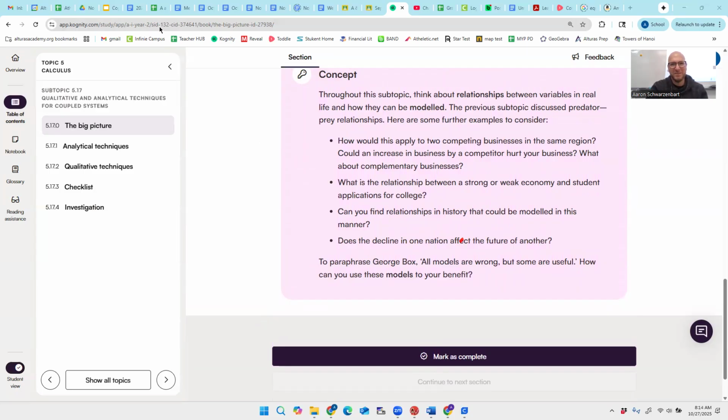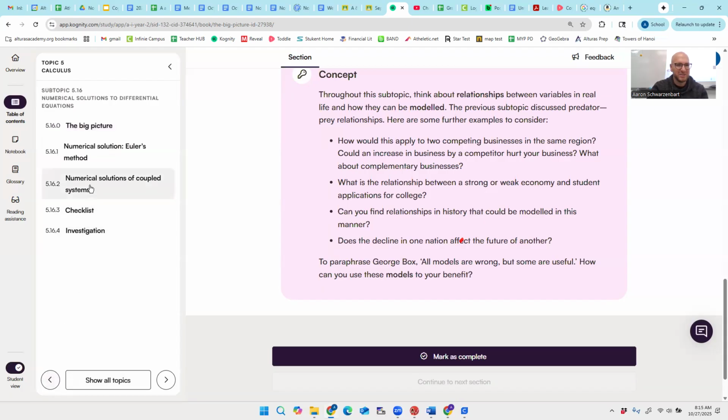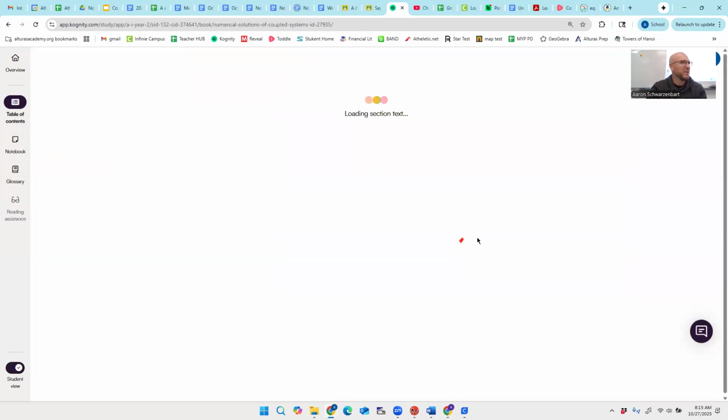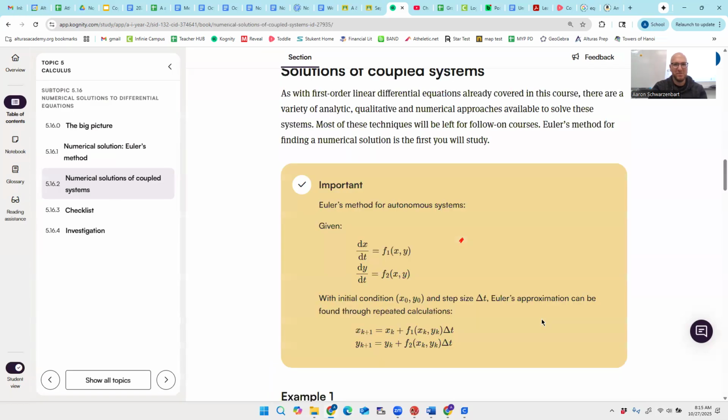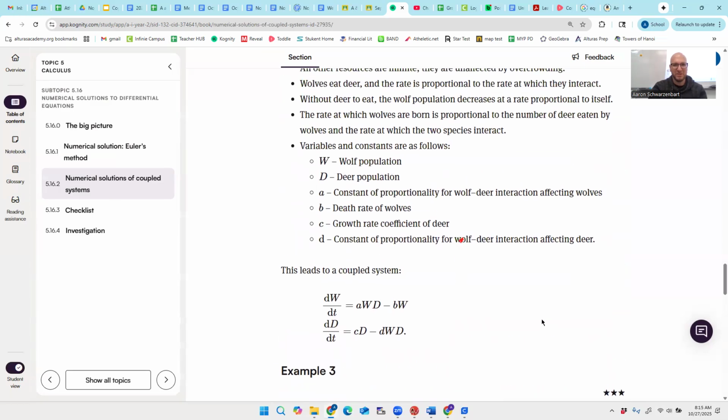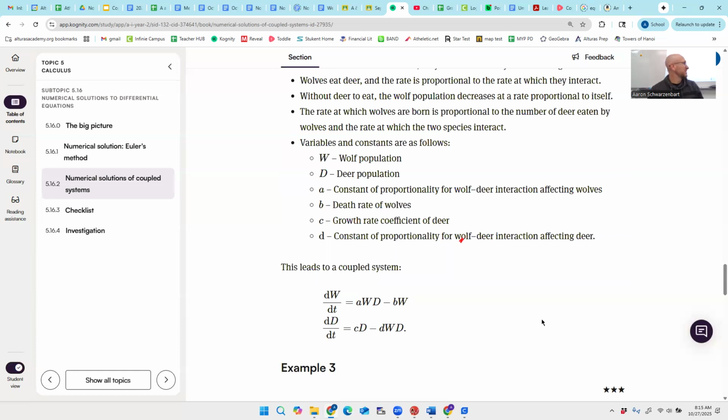Throughout this subtopic, you'll think about the relationships between variables and how they can be modeled. The previous subtopic discussed the predator-prey relationship. Oh, we didn't do that. Let me show you that. We're just going to see this. So, remember how we made at the end the diagram with all the dots with the sequences? Come on, load. This is going to be one for a predator-prey relationship. So this is what the constants mean, and these are my coupled differential equations.